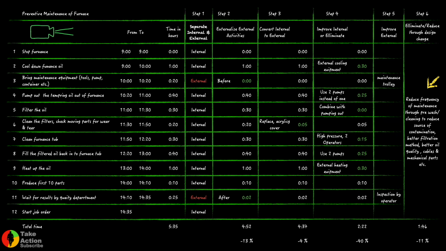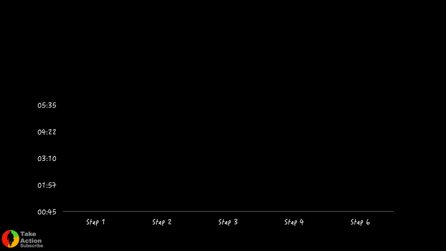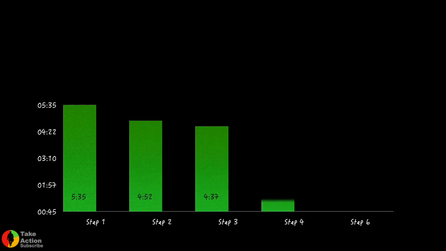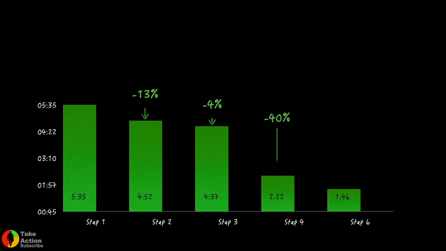So with all these things, if we discuss in the team, we can definitely come up with ideas to reduce the frequency of preventive maintenance. In the end, we can see the result that in every step we could reduce the preventive maintenance time. For example, in step 2, we could reduce 13%. In step number 3, we could reduce 4% further. In step number 4, we further reduced the preventive maintenance time by 40%. In step number 6, we can reduce it by 11%. So in total, we could reduce the preventive maintenance time by approximately 70% here.